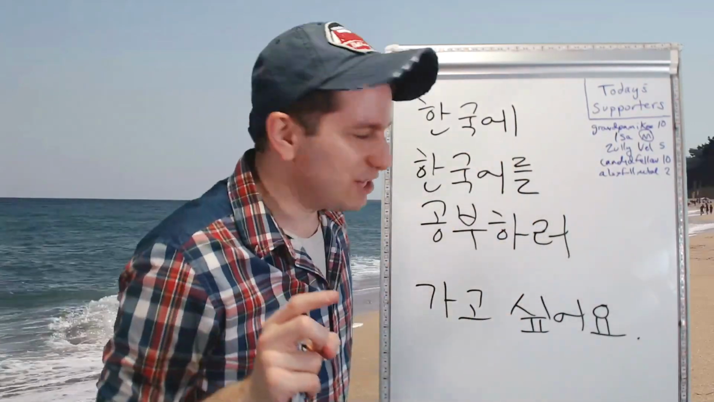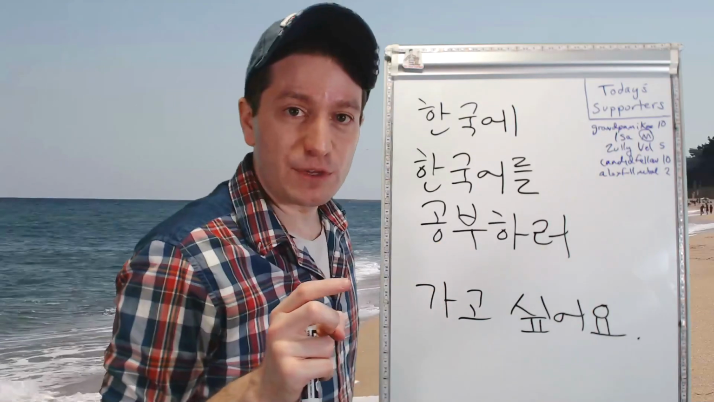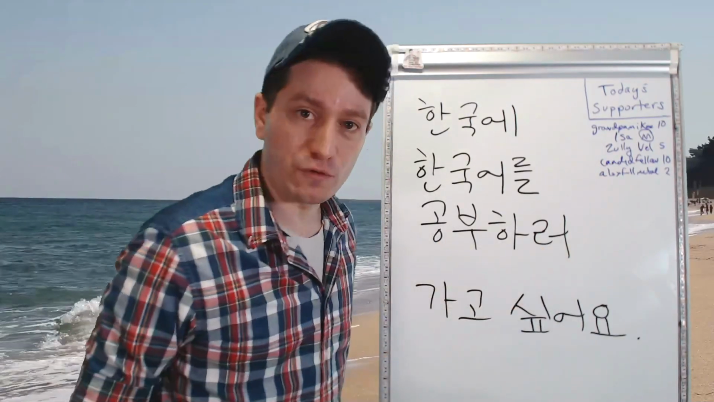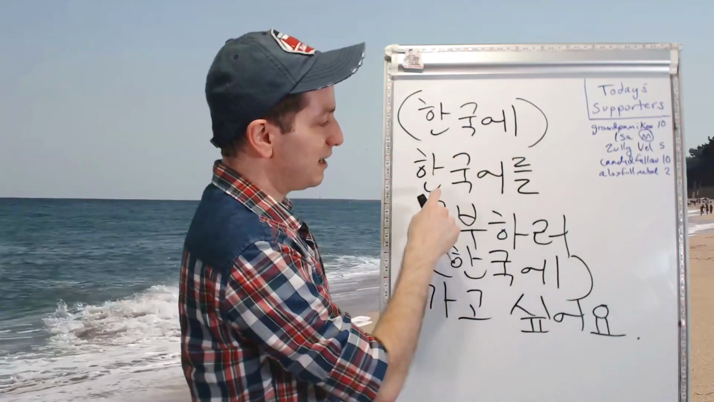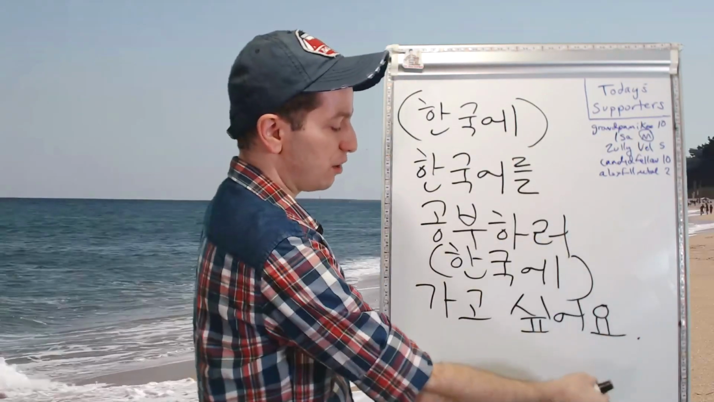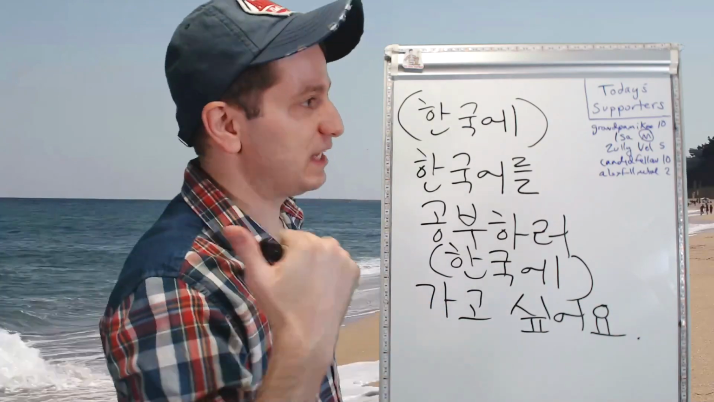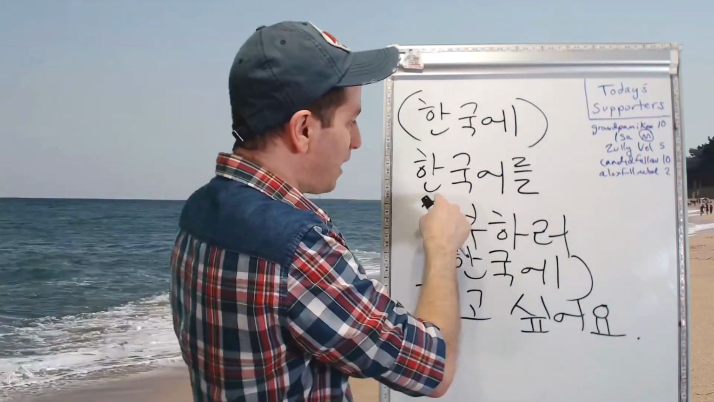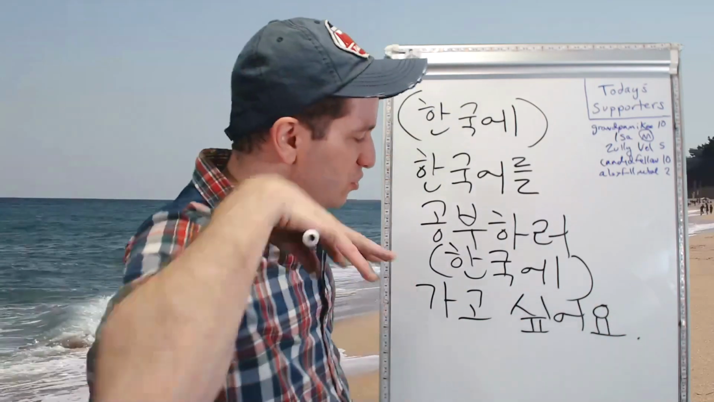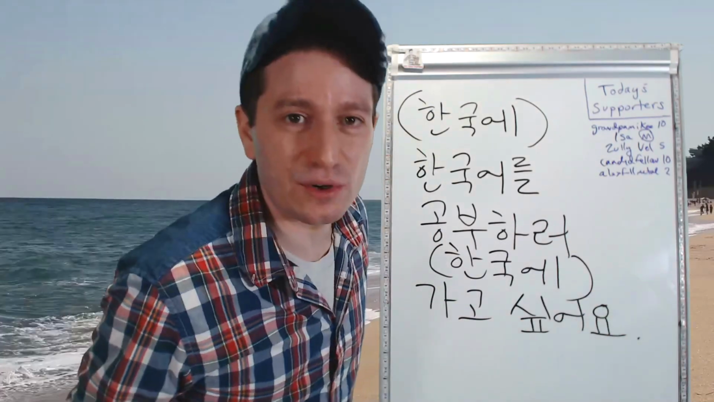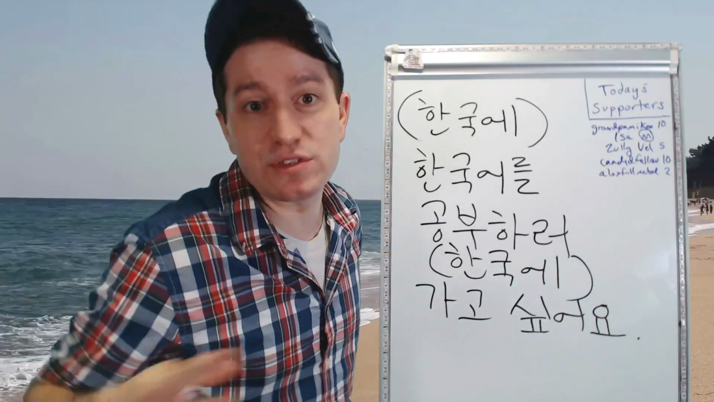But then someone asked, can you use the 한국에 part before or after the 러 form? You can actually use it after too. You can either say 한국에 한국어를 공부하러 가고 싶어요. I want to go study Korean in Korea. Or you can say 한국어를 공부하러 한국에 가고 싶어요. I want to go to Korea. So this would be like saying I want to go to Korea to study Korean. They both sound fine in English. They both sound fine in Korean.